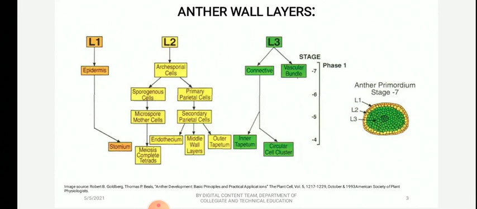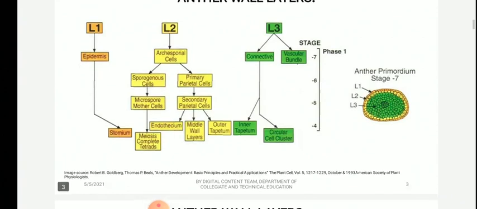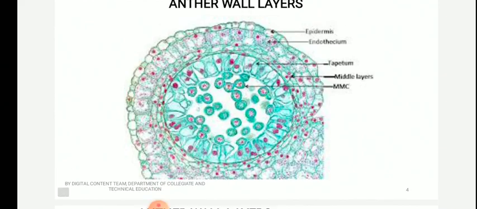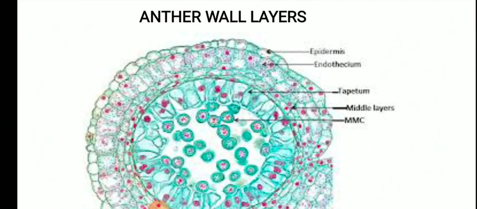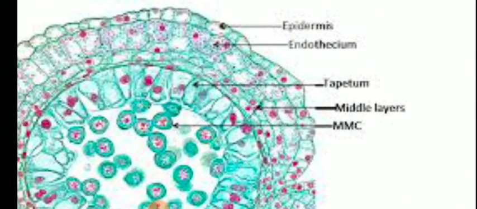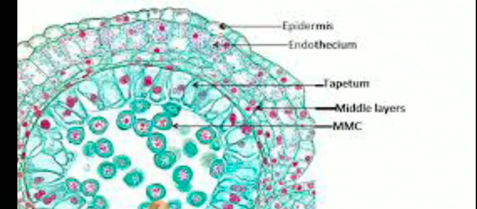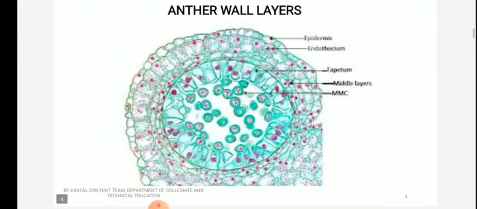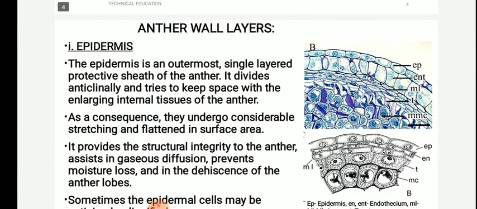So this is the schematic diagram of the development of the anther and its wall layers. If you see this picture, you will understand the types of anther layers that are present in the anther. The outermost layer is epidermis, followed by endothelium, followed by middle layer, and the tapetum is the innermost wall layer of the anther, which will encircle the microspore mother cells. Now let us study anther walls one by one in detail.